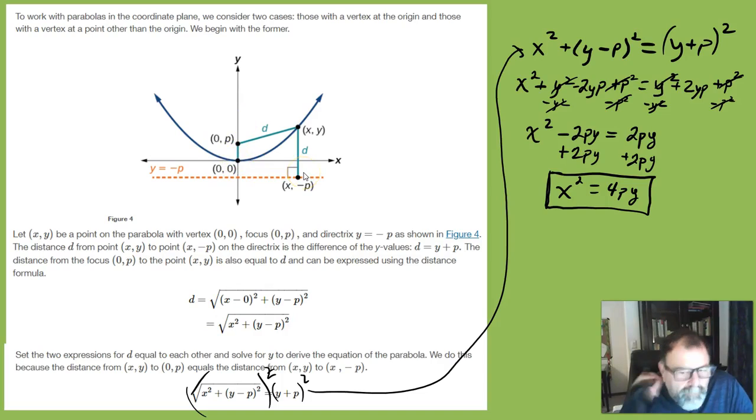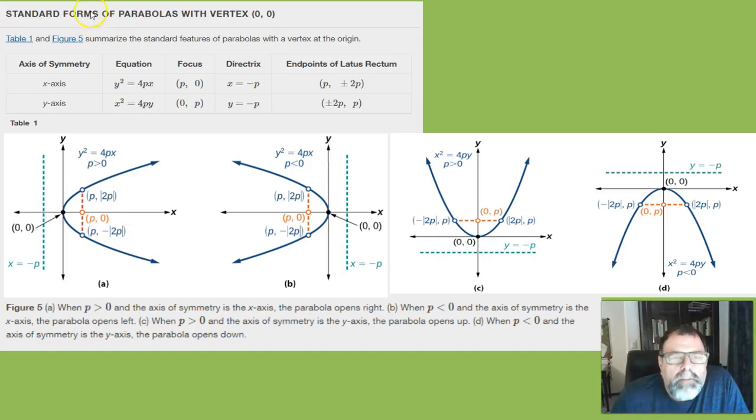Now we can do the same thing for one that's opening sideways, and basically you're just going to switch the x and y. So it'll be y squared equals 4px. Okay, so the standard forms of parabola with vertex 0, 0. So table 1 and figure 5 summarize standard features of parabola with vertex at the origin. So we have two types.